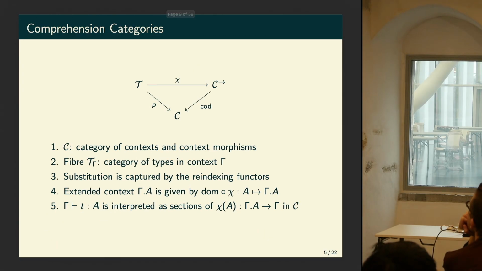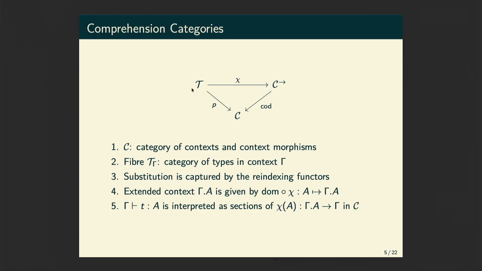So let's gain some intuition about what all this stuff actually is. You can think about this category C as a category of contexts and context morphisms. Whenever you have a context gamma in this category, you can think about the fiber over it as a category of types in that context. Then the reindexing functors of your fibration give you substitution. And if you have an object A, a type A in context gamma, this chi will map it to the projection from the extended context gamma.A back to the original context gamma.